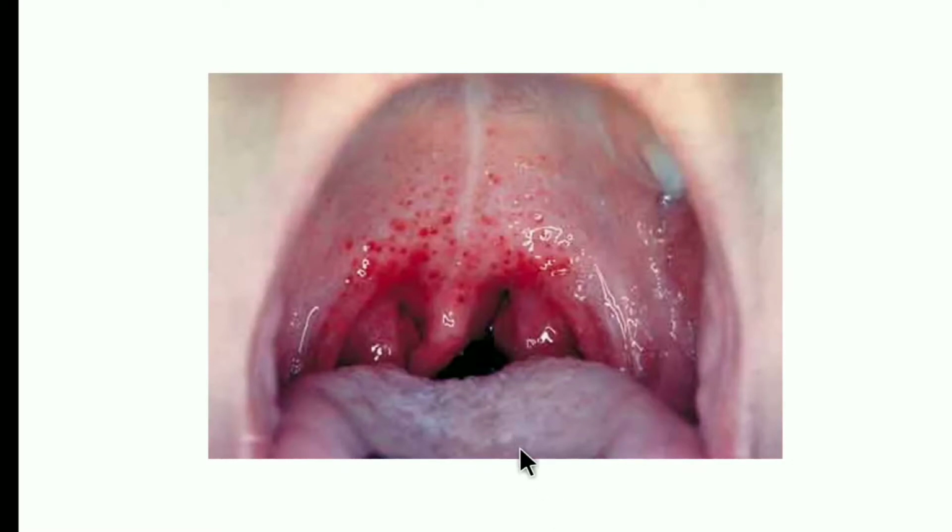Here you can see a photograph of pharyngitis. After the pharyngitis caused by streptococcal infection, approximately 6 to 8 weeks later, the chances of developing rheumatic heart disease increase.